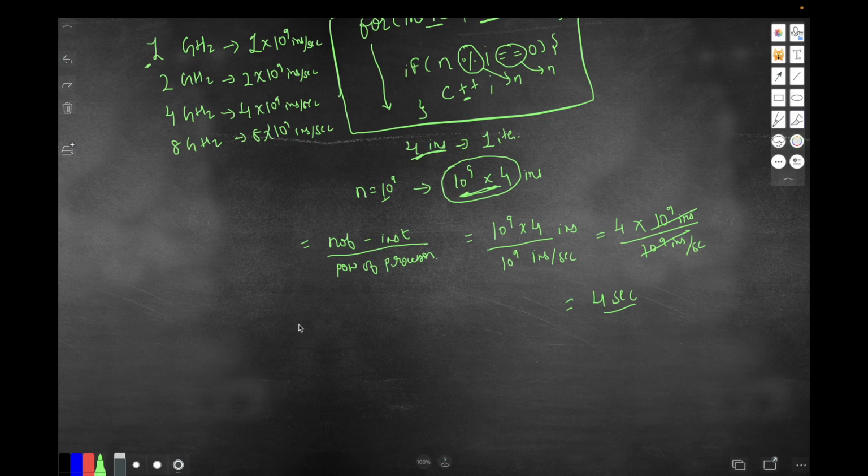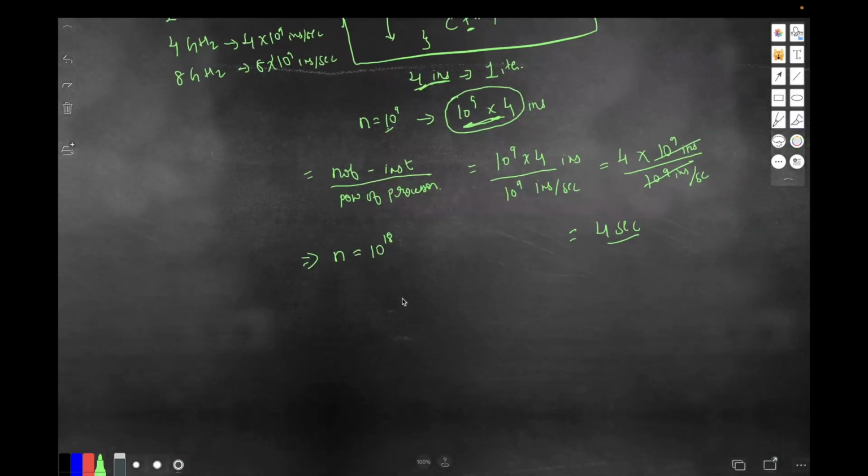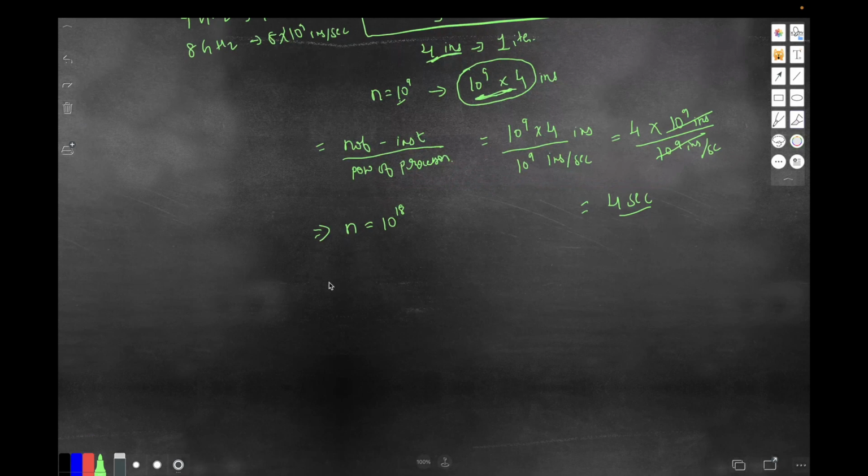Now let's increase this number. We have to calculate for n equal to 10 to the power 18. So what will happen now? Let's try to fill this in our formula.